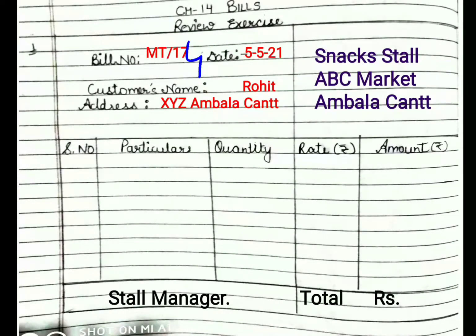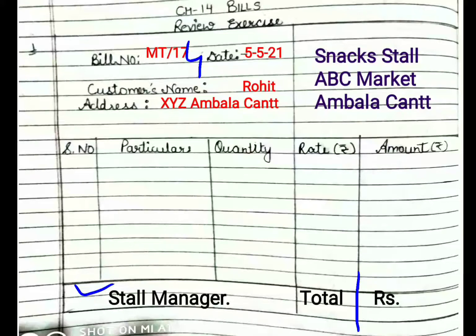Then date, today's date. Then customer name. They have not mentioned the customer name, but they mention Rohit and his family. So you write here Rohit. Address not written. So you write XYZ Ambala Ke. Then they have not written the stall manager's shop name. So you write any name: Snack Stall, ABC Market, Ambala Ke. Clear? Below it you write stall manager, because you know here we put a signature. So in the signature, you write the stall manager's name. Then total, then amount, you have to write like this.